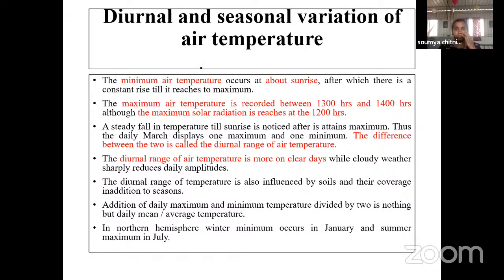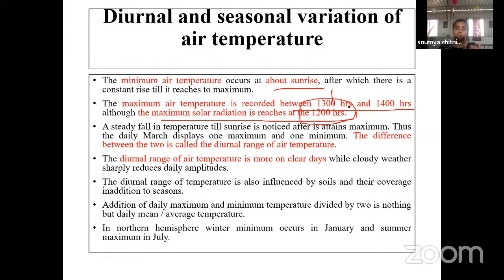Because of this temperature variation, there is something called diurnal variation, that is the temperature difference between day and night. The minimum air temperature occurs at about sunrise. Just before sunrise, the minimum air temperature will be there, after which the temperature starts rising. The maximum air temperature is recorded between 1300 hours and 1400 hours, that is between 1 and 2 p.m. in the afternoon, whereas maximum solar radiation is at about 1200 hours, that is 12 o'clock. So at 12 o'clock we have higher solar radiation, but the temperature peak is at about 1 to 2 p.m.